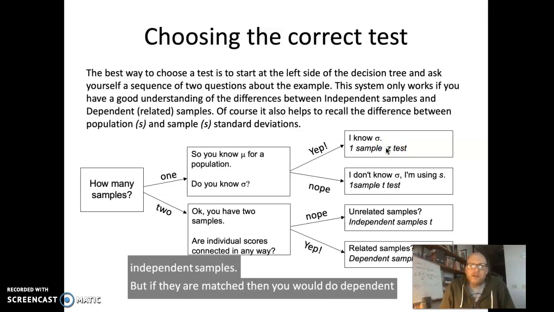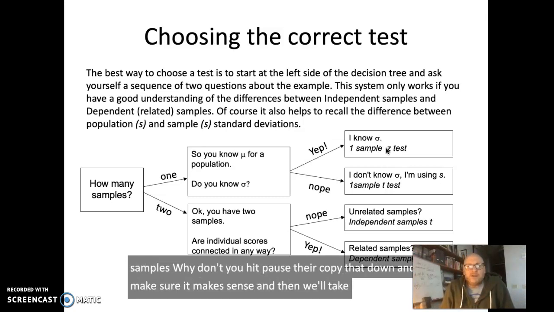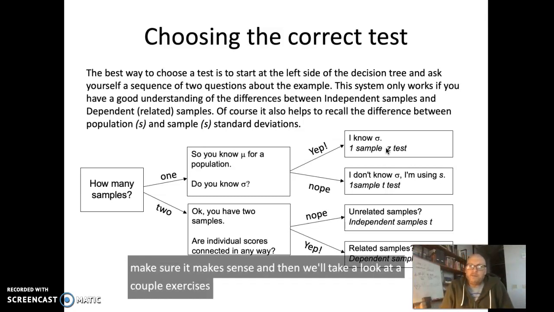So why don't you hit pause there, copy that down, and make sure it makes sense. And then we'll take a look at a couple exercises to let you apply this.